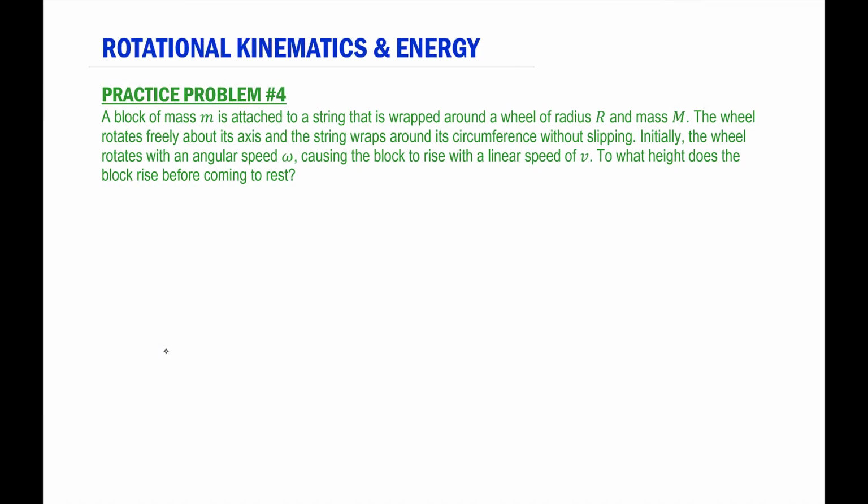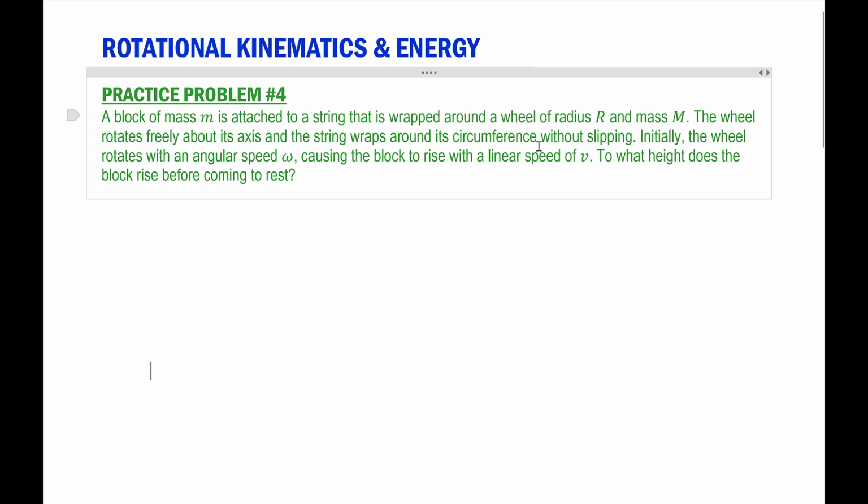In this problem, a block of mass m is attached to a string that's wrapped around a wheel of radius r and mass capital M. The wheel rotates freely about its axis, and the string wraps around its circumference without slipping. Initially, the wheel rotates with an angular speed omega, causing the block to rise with a linear speed of v. To what height does the block rise before coming to rest?